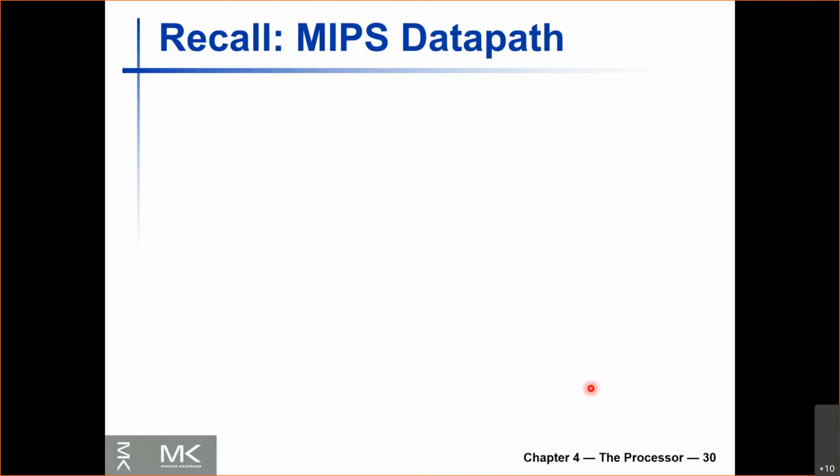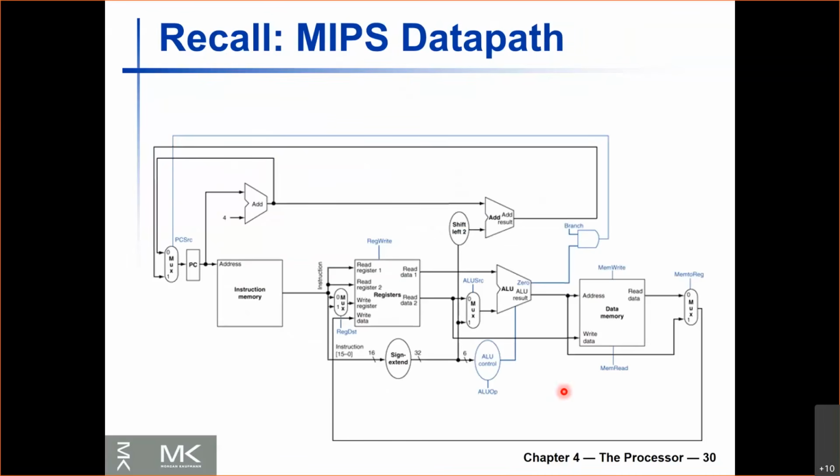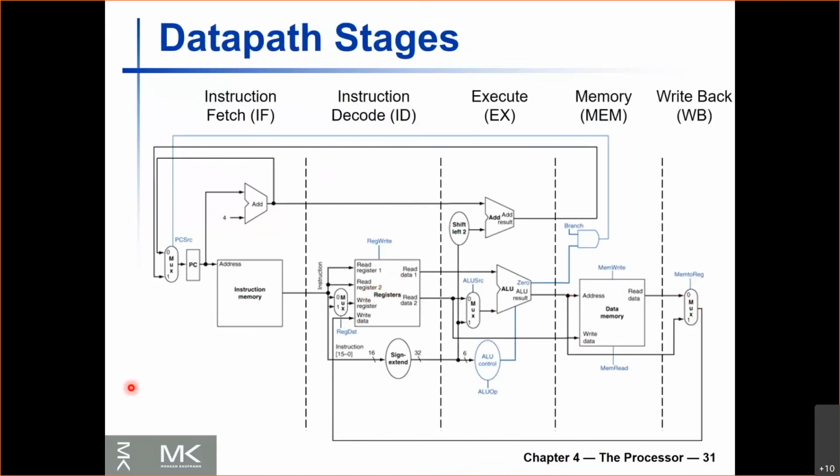So with that, let's take a look at how we are going to pipeline this data path. This is the data path that we constructed earlier. We have the instruction memory, register file, ALU, data memory, and the multiplexer that controls writing back to the register file. Remember, we said that we will divide the data path into 5 stages, and these stages are as follows.